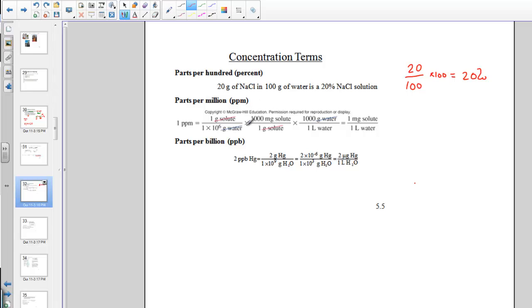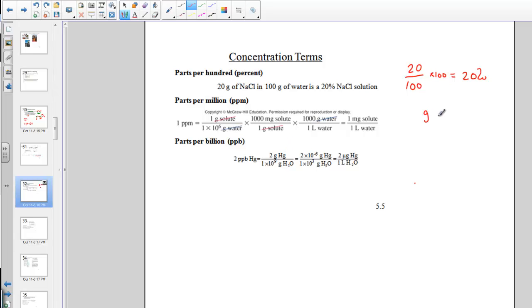Parts per million is parts over 1 million grams of water. If I had 1 gram of the solute, say it's salt again, in 1 million grams of water, it would have 1 part per million. Parts per billion is 10 to the 9th, isn't it? So if I had 2 parts per billion of mercury, that would represent 2 grams of mercury in every billion grams of water. Notice what's on the bottom is just the water component for our concentration terms of percent.